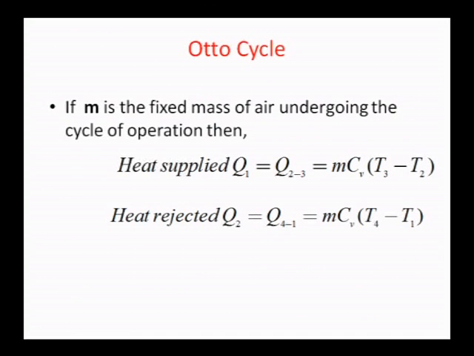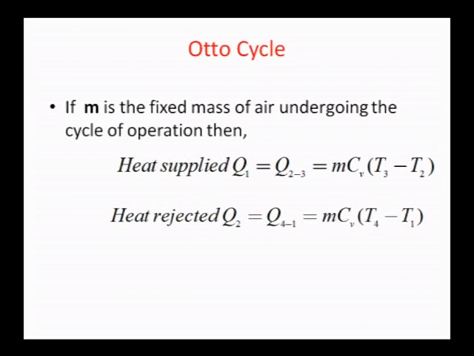Now, if m is the mass of air undergoing the cycle of operation, then heat supplied Q1 is equal to Q23. That means in process 2-3, heat is supplied at constant volume. So, at constant volume, heat supplied is m Cv dT, that is m Cv (T3 minus T2). Similarly, heat rejected Q2 is Q41, that means during process 4-1 heat is rejected at constant volume, therefore m Cv (T4 minus T1).